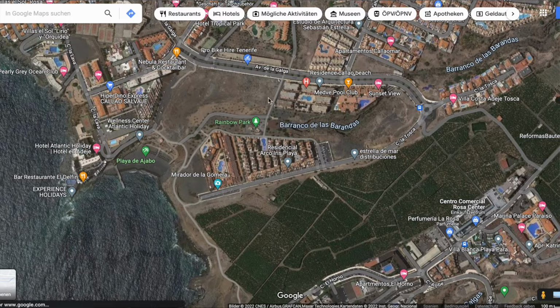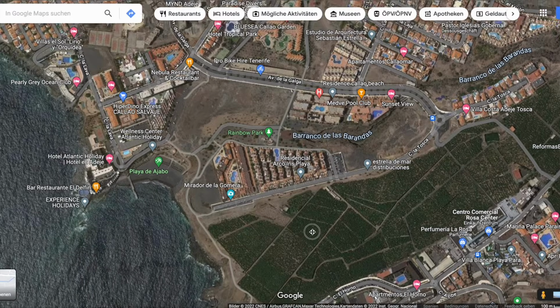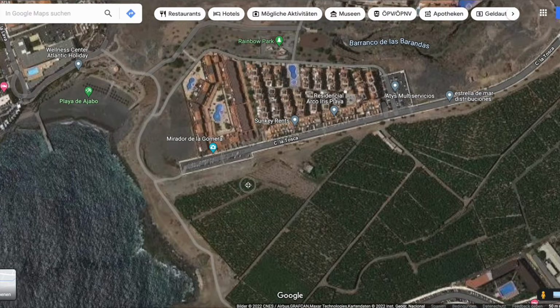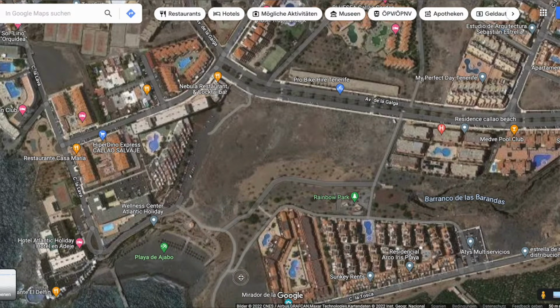So why is it important for me to be a semi-stalker and find out the location of this place? If I know the location of this place, I can look at what's around it. I can see here there's a banana plantation next to it. It's very close to the sea. It's a bit remote in regards to the rest of the village.